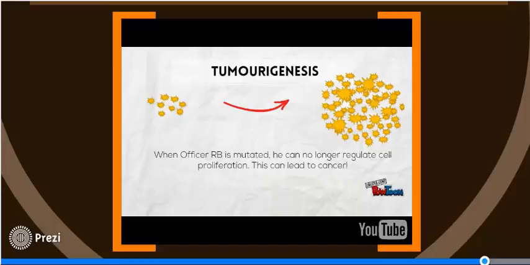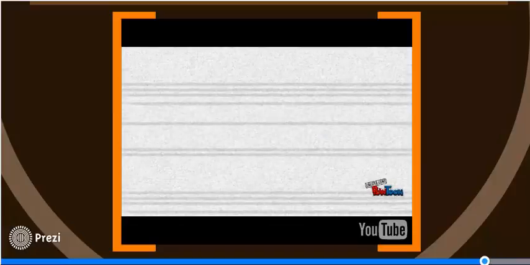Mutations in the RB gene are known to cause retinoblastoma cancer, which develops in the retina of the eye and is typically found in children. Other cancers linked to the RB gene include bladder, lung, breast and bone cancers.